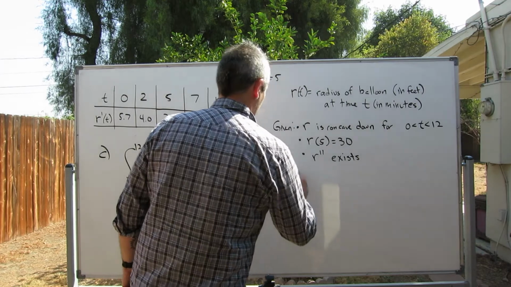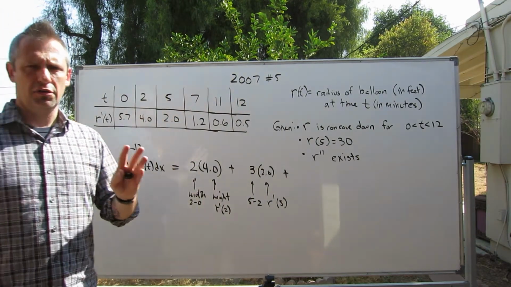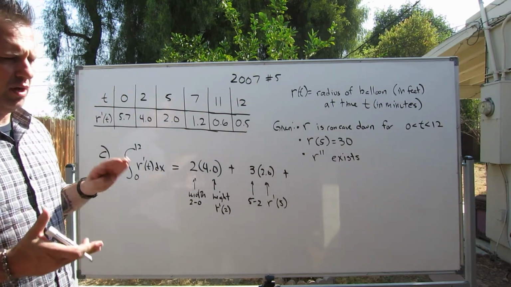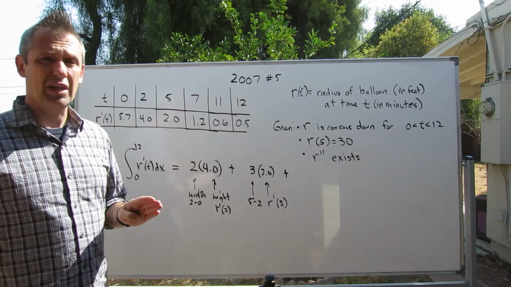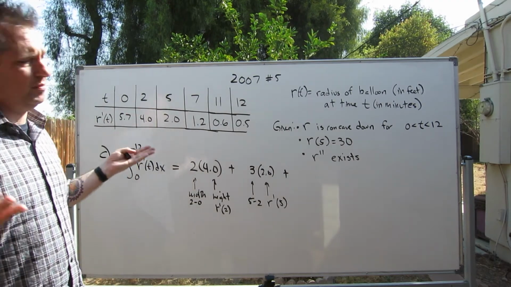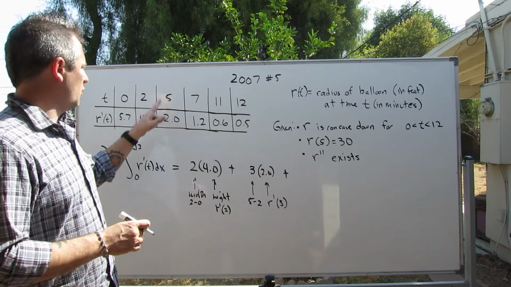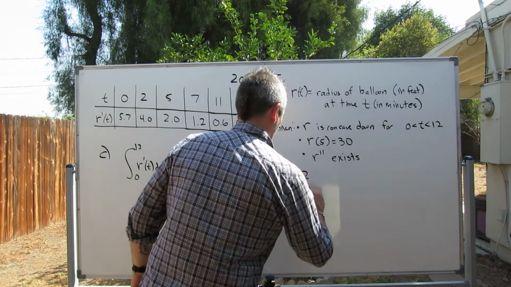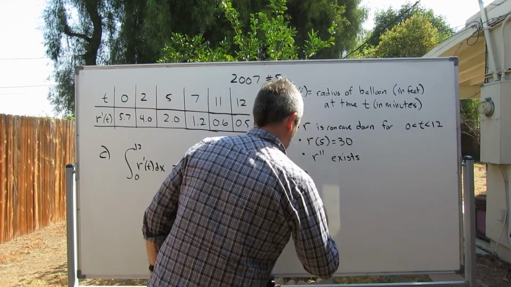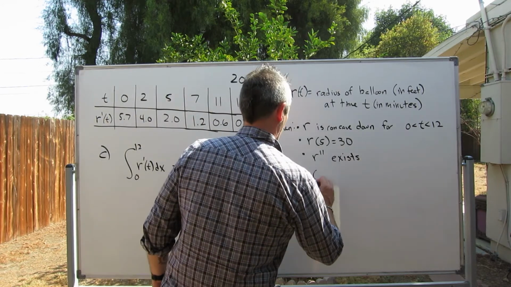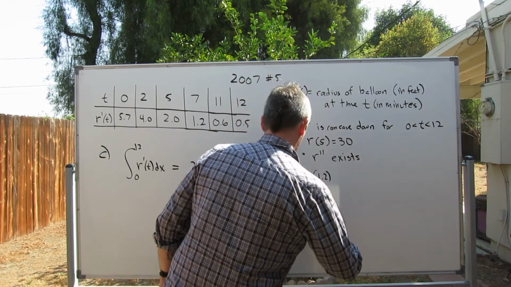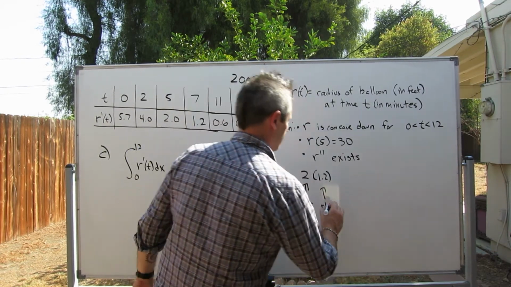Plus, let's be clear here, these are unequal intervals. Usually when we do Riemann sums, we assume that all the intervals are equally spaced, but we don't have to. We can make estimates without this. The next interval goes from 7 to 5, which has a width of 2, 7 minus 5, and a height of 1.2. This is r prime of 7.